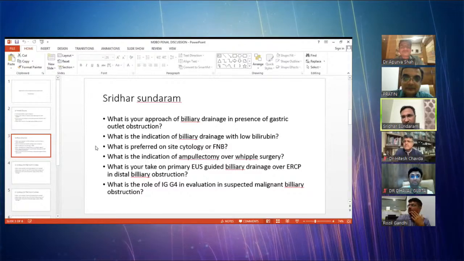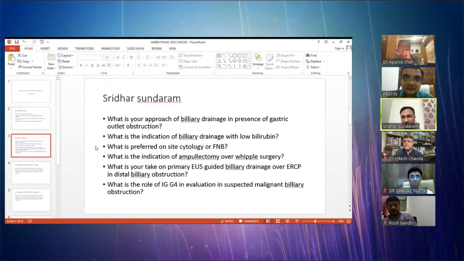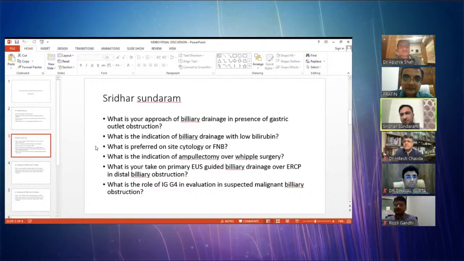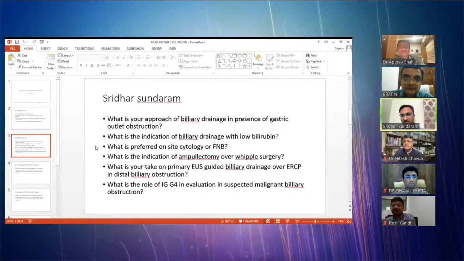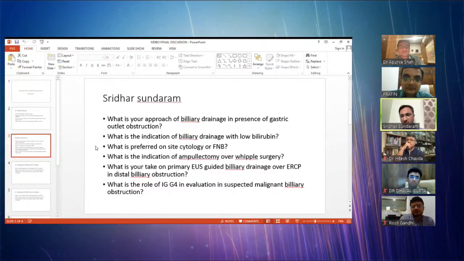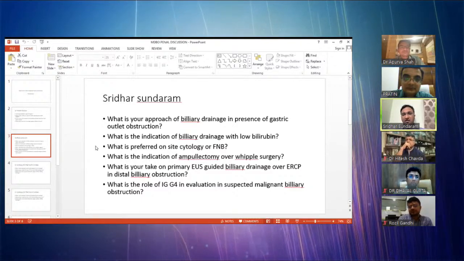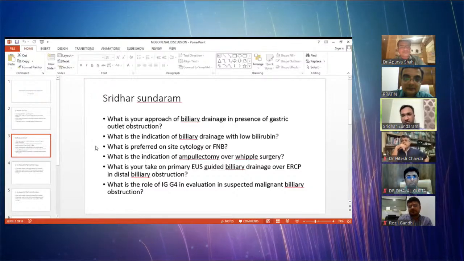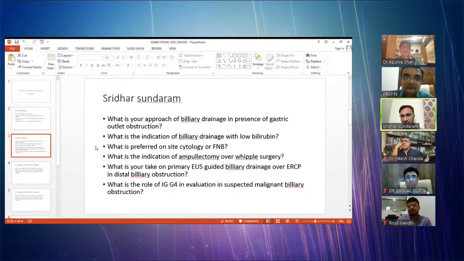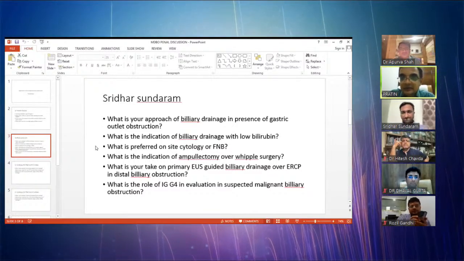In presence of gastric outlet obstruction, usually if ERCP is not feasible, I would of course prefer doing an EUS biliary drainage. From experience, I am personally in favor of doing antegrade drainages over fistulizing procedures like hepaticogastrostomy or choledochoduodenostomy. That's again out of personal preference. But in patients with GOO, I would prefer doing an EUS biliary drainage. If failed, then maybe send for a PTBD.